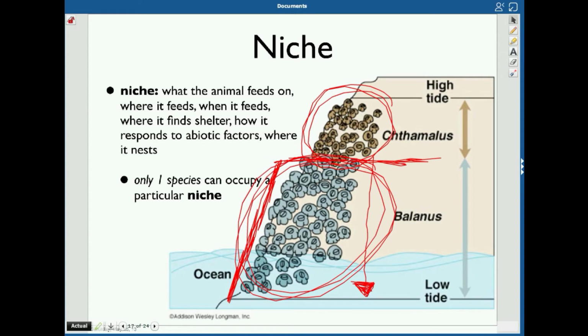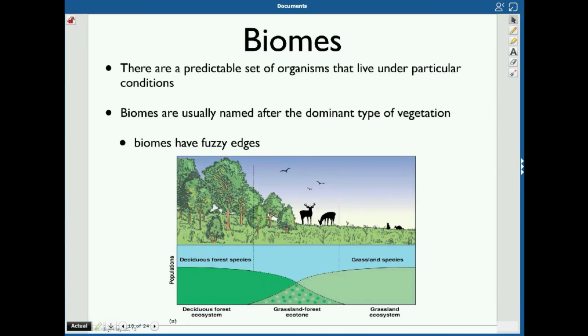So you can also discuss something called a fundamental niche and a realized niche. Your fundamental niche would be the entire place that you could live. So for Chthamalus, it would be this entire area, low tide line to high tide line. But then your realized niche is due to competition. That's the only place you really occupy in the environment. So Chthamalus's realized niche is above the mean water line to high tide. So this little area right here. So that's just an example of niches.